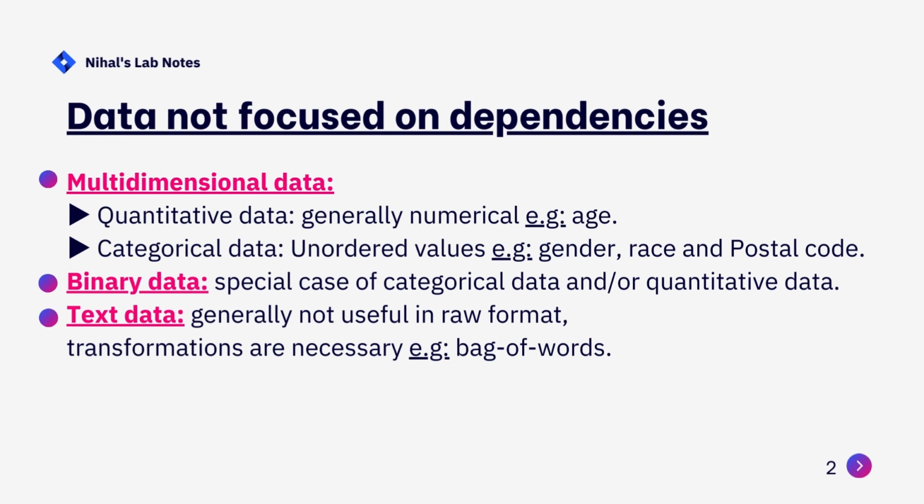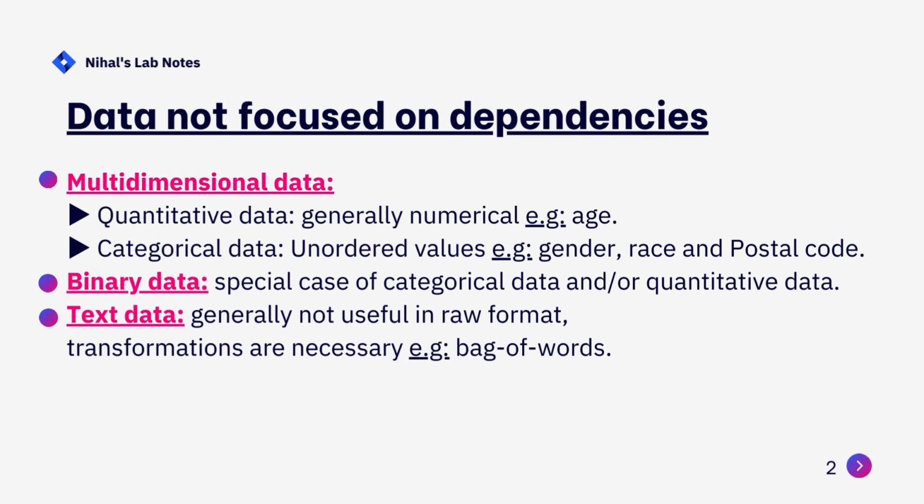For example, we have quantitative data. It's generally numerical, for example, the age. Categorical data has unordered values, for example, if we have gender, race, or postal code. The second type of data not focused on dependencies is binary data. It's a special case of categorical data and/or quantitative data.